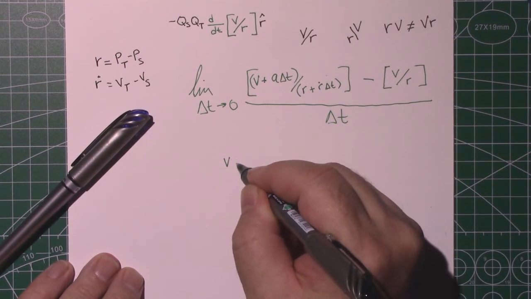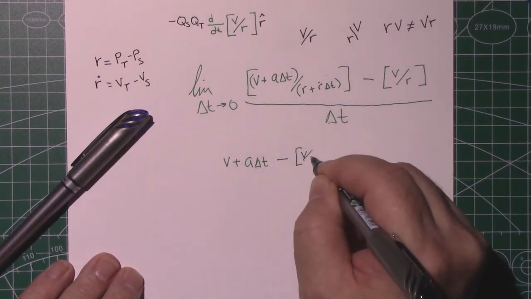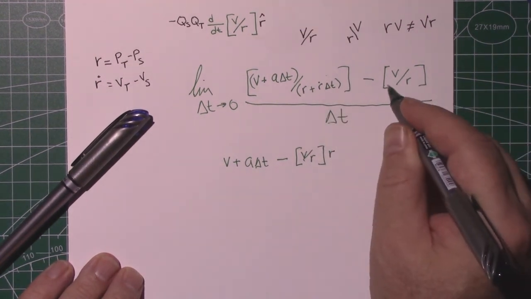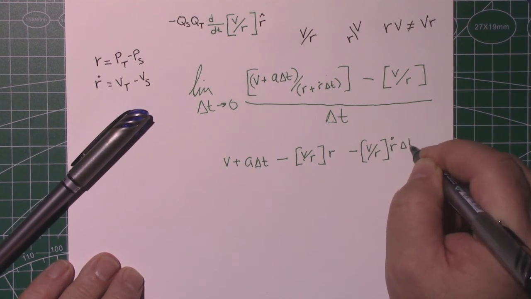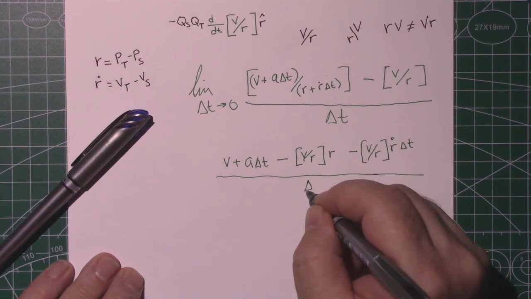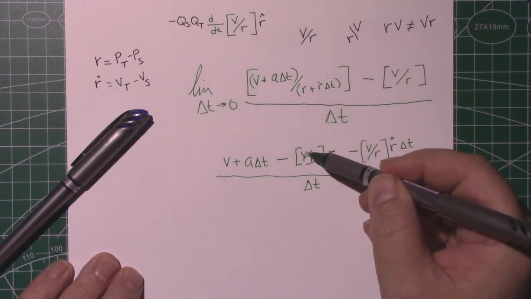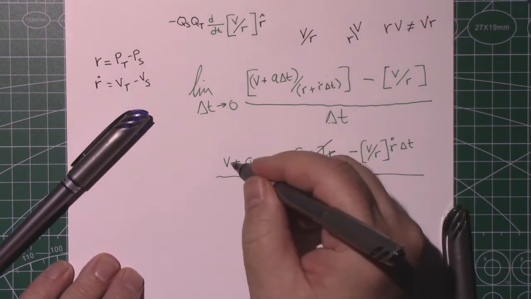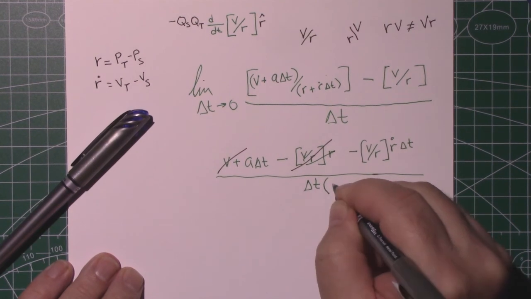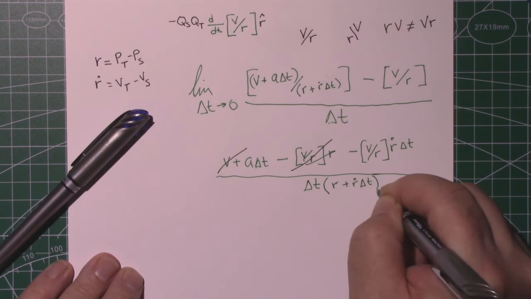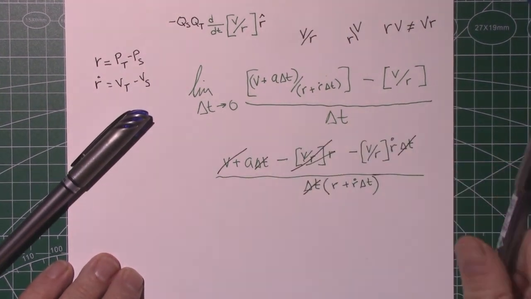That's going to leave us with v plus acceleration delta t minus v over r times r minus v over r times r dot delta t, and the whole thing divided by delta t. Because this is a right divide and a right multiply, they cancel. That leaves just v here, so we get v minus v. So these guys cancel. Now every term left here has a delta t. Oops, I'm sorry, I forgot to multiply the denominator by r plus r dot delta t. Sorry about that. Now that every term remaining has a delta t, we can cancel a delta t from everybody.